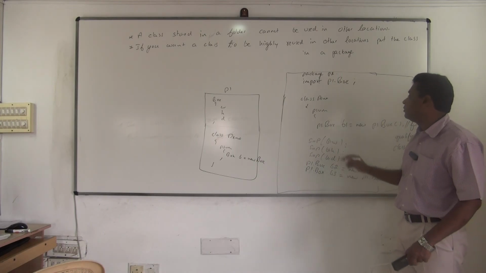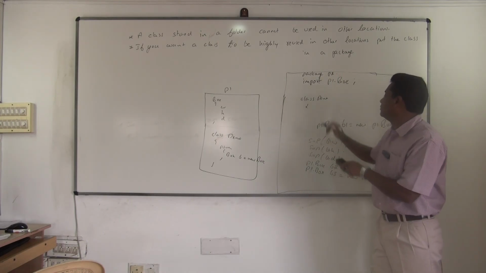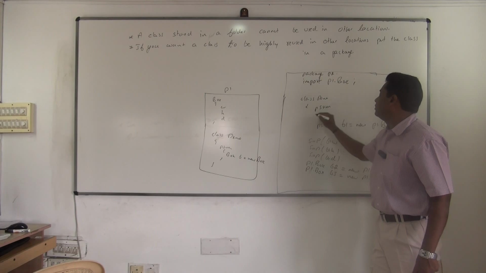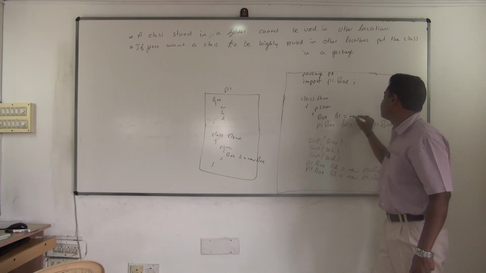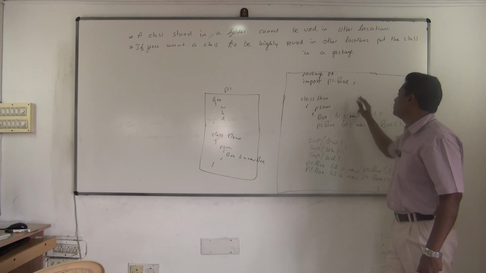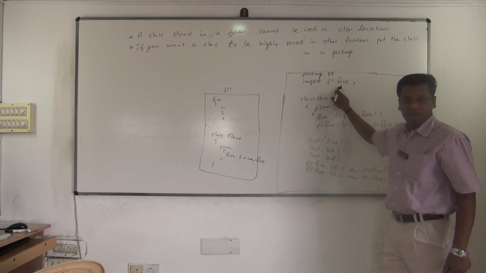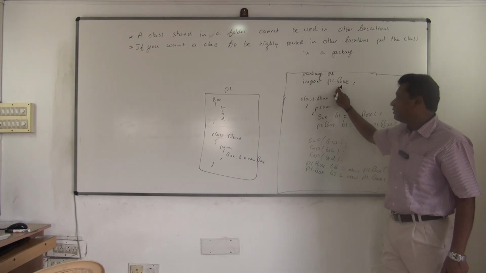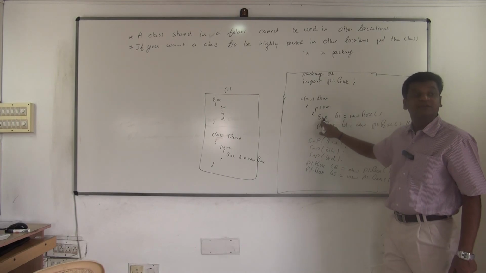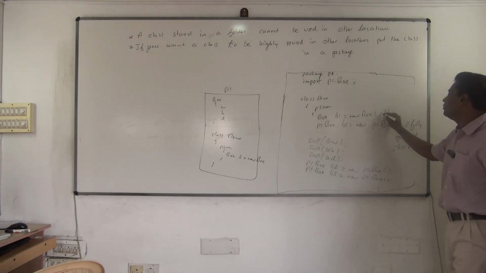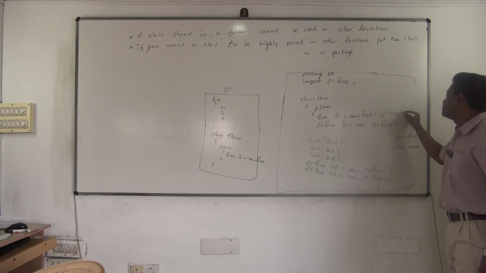Now to create the object, what will I do? I start using simple names, because they are imported. Understood? They are imported, and now I start using it with a simple name. You don't have to use a fully qualified class name. This is called a simple name.